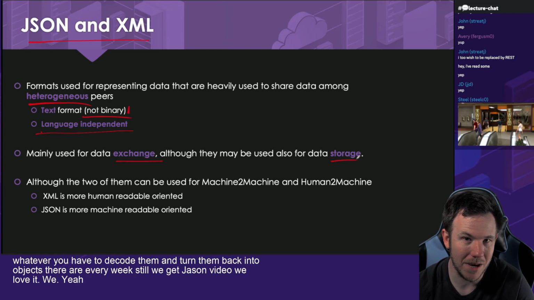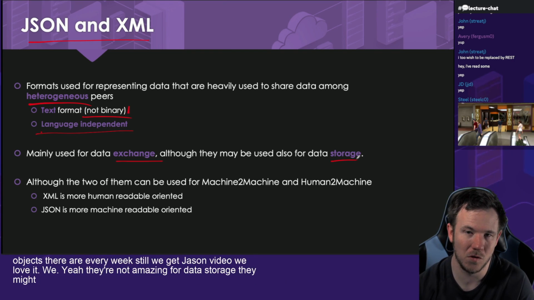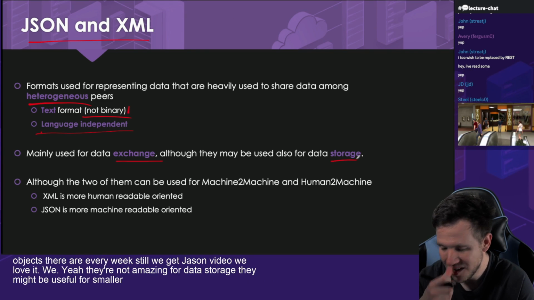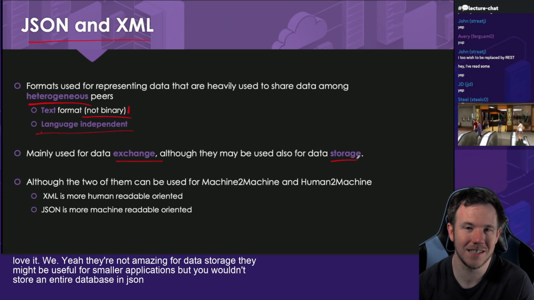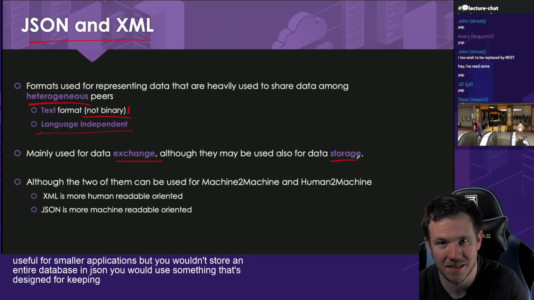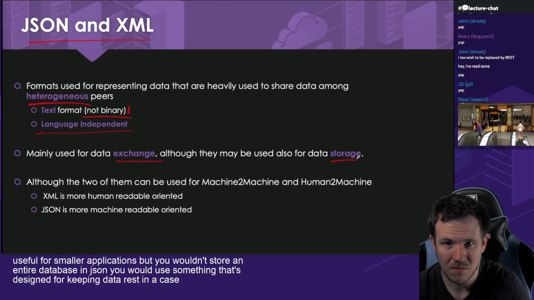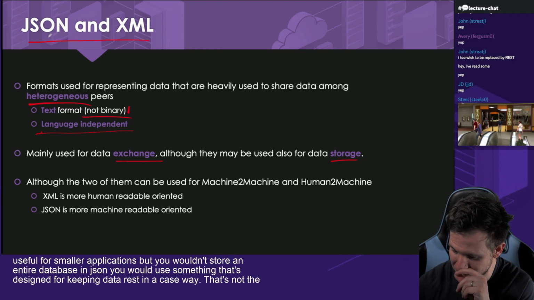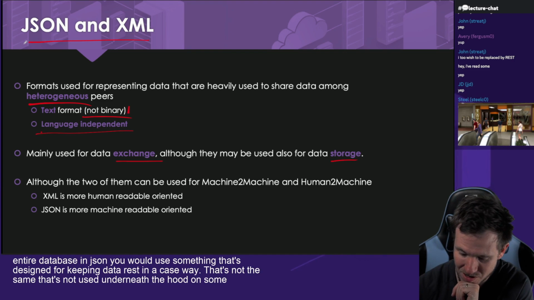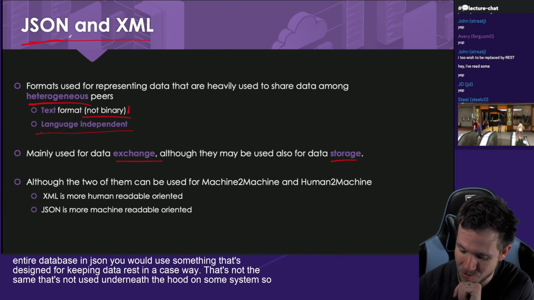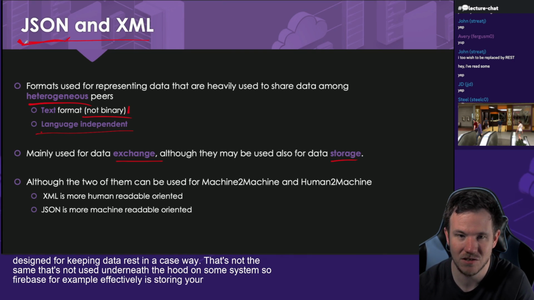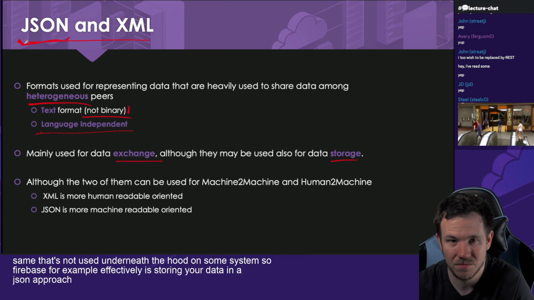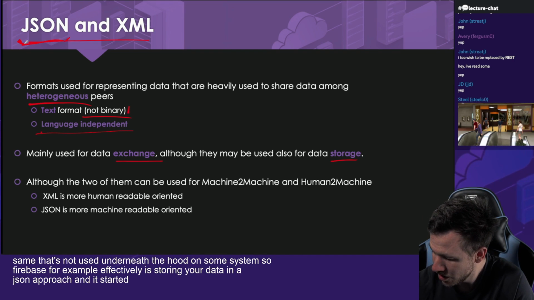They're not amazing for data storage. They might be useful for smaller applications, but you wouldn't store an entire database in JSON. You would use something that's designed for keeping data at rest in a cached way. That's not to say that it's not used underneath the hood on some systems. So Firebase, for example, effectively is storing your data in a JSON approach in its database.